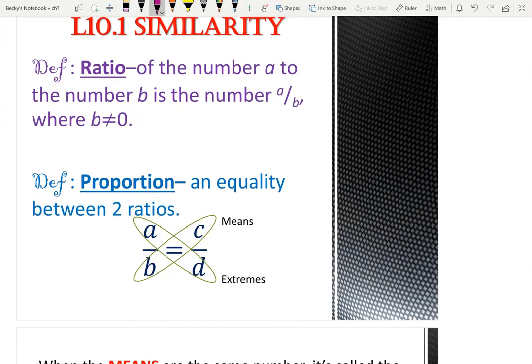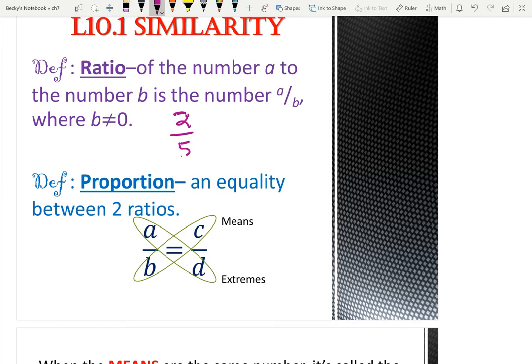Hi, today we're going to start chapter 10 about similarity. We're going to start out with just some vocabulary. A ratio, according to your textbook, is a number A to a number B. And guys, this is just a comparison between two numbers. This is just like a fraction, okay? So anytime you have a fraction, so 2/5.